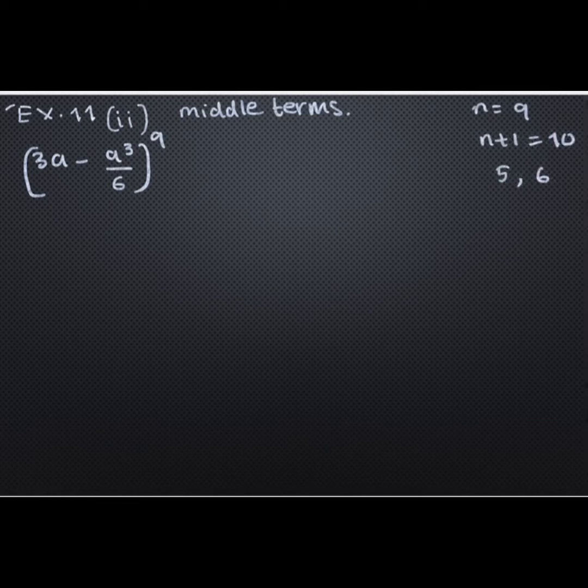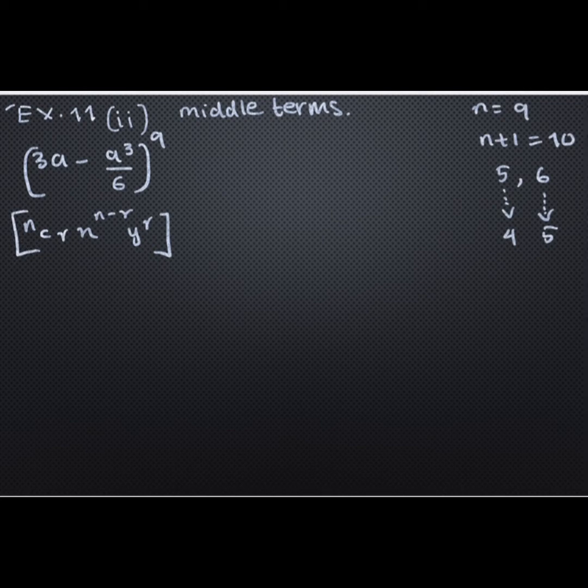Okay, so the middle terms will be the 5th and 6th, so we have to find the fifth term and the sixth. When we find the 5th, we know that it is the 5th, then the 6th, isn't it? Now, remember the general formula. This is our general formula. Now we will just use the formula.